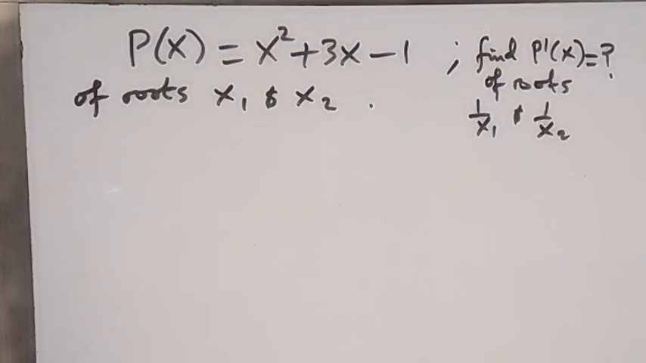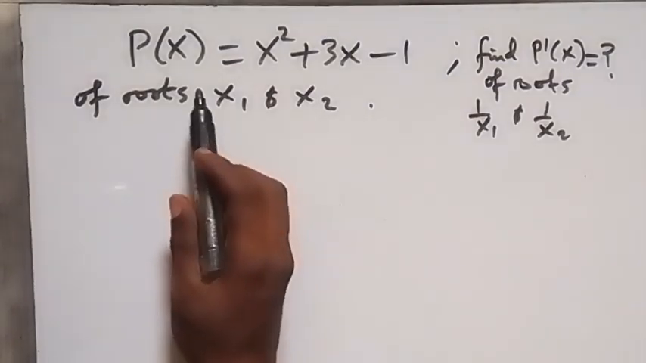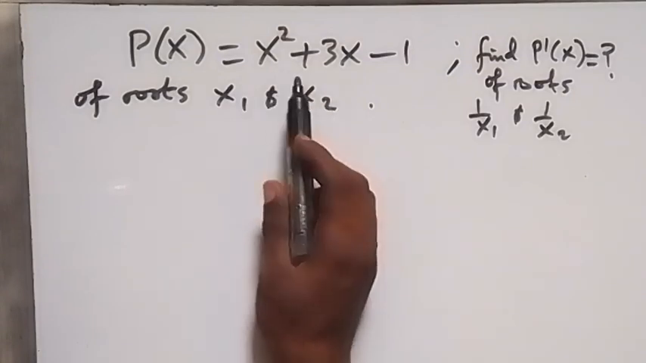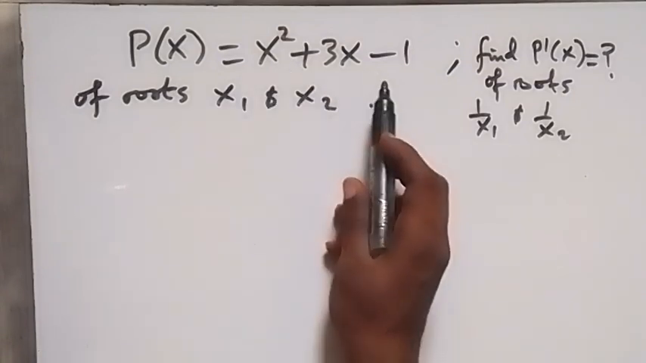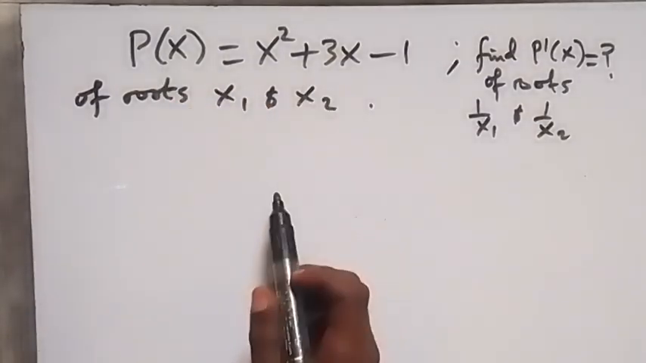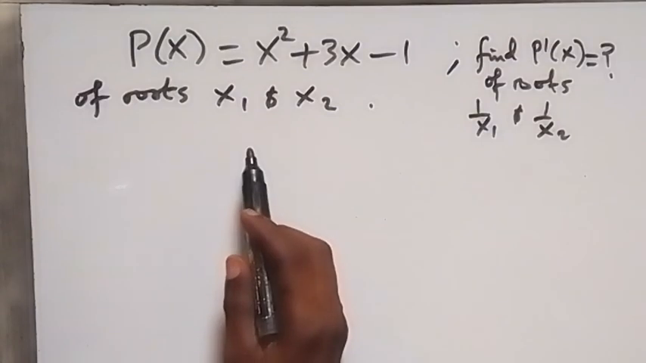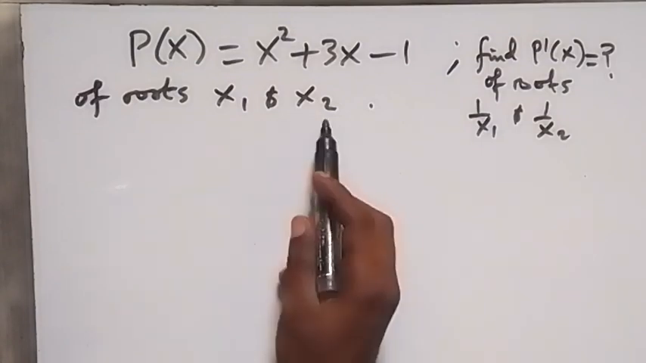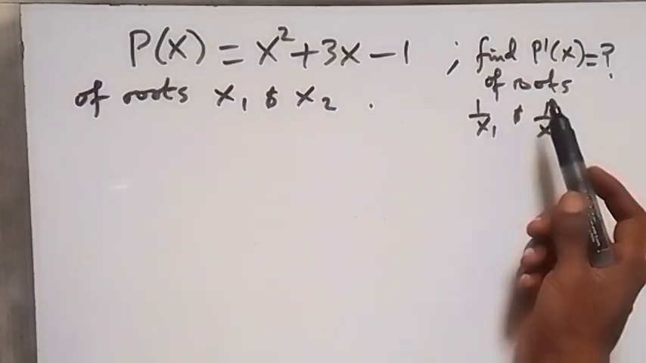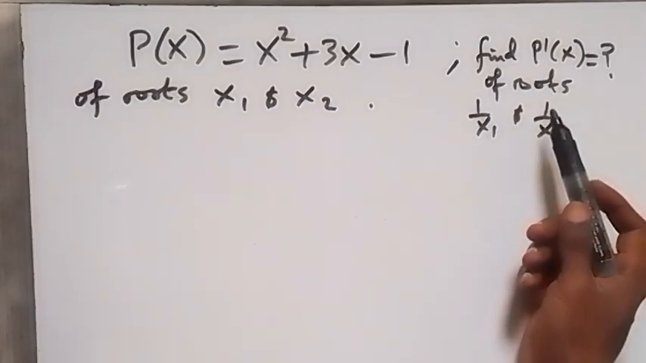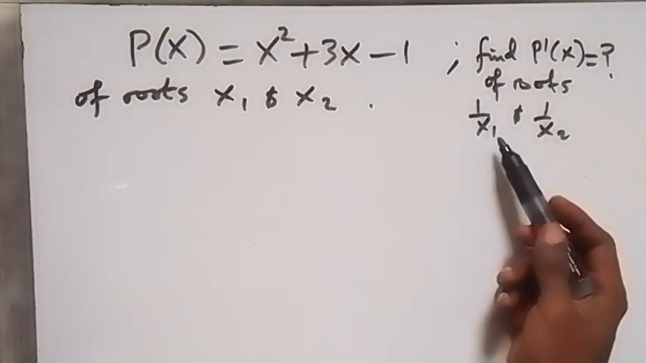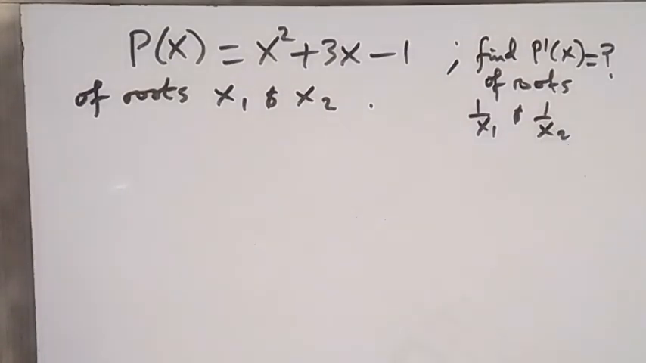We are given the function p of x, that is the polynomial. Here we have degree 2, that's x squared plus 3x minus 1, which is a quadratic equation. Then we are given that x1 and x2 are the roots here. Then we are finding another polynomial p prime of x, which is also of degree 2, and whose roots are 1 over x1 and 1 over x2.